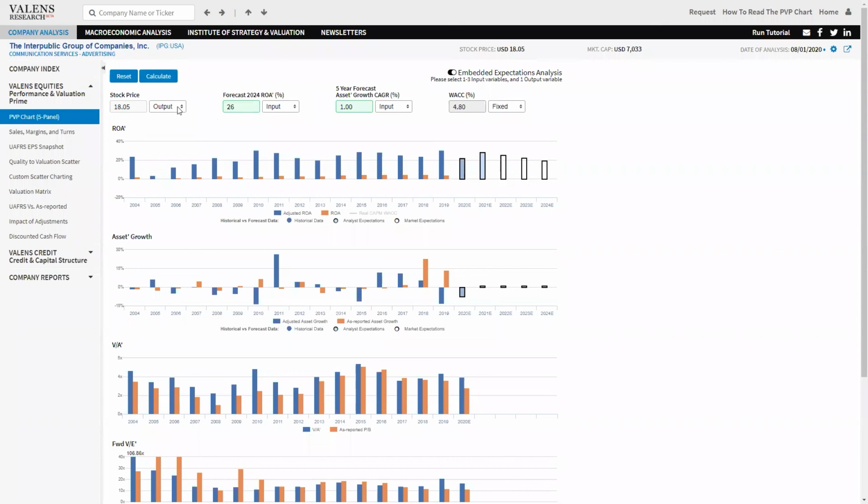Now we can solve, right? We change this from input to output for stock price. We can solve the stock price and see what the company would be worth if it could do that. And what we see is if the company could do that, Interpublic would be significantly undervalued. Specifically, Interpublic would be worth 60% more than it is right now. It wouldn't be worth $18. It'd be worth $29. But the whole entire idea of this is we can distill that decision very rapidly.